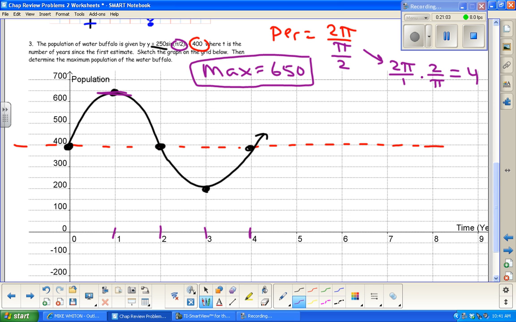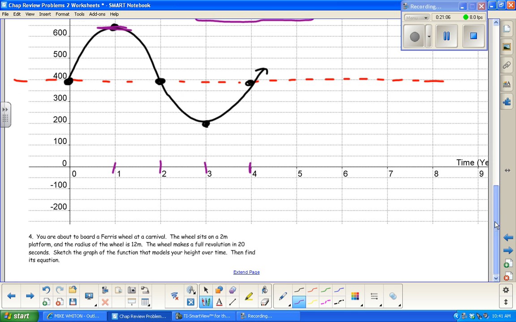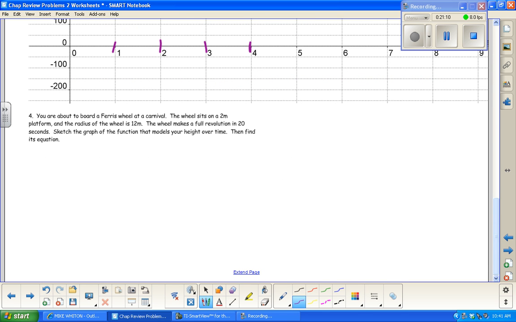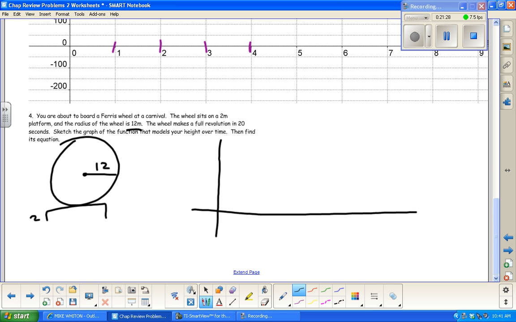Okay, so that was, again, very similar to the other one. All right, and the last one, the old Ferris wheel problem. It's printed really small here for some reason. So let's see what we got. A little platform, the Ferris wheel on it. We know the radius of the wheel was 12. The platform was 2. And we want to figure out, what does our height look like as time goes on?